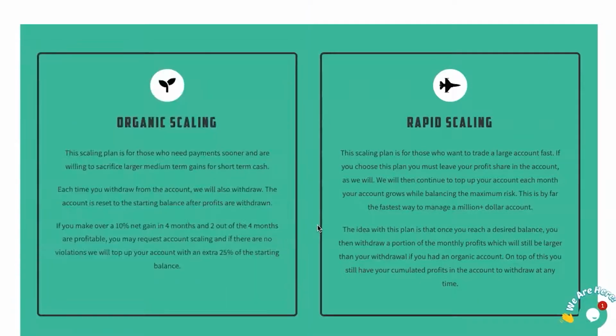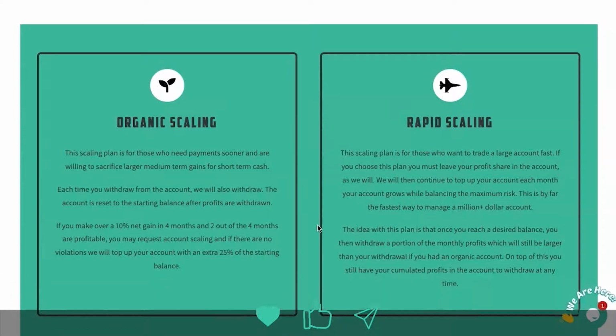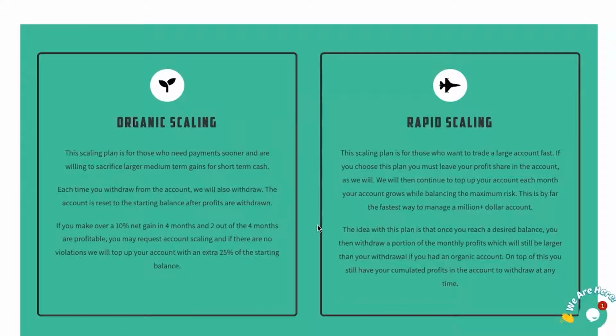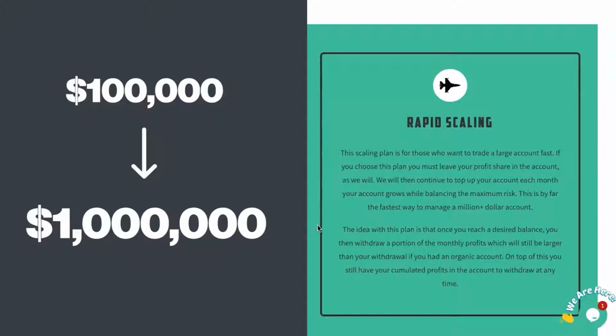So the more profit you make on an account, the more we add into the account. The idea with this plan is that you leave your profits in the account. We then top up the account so that you can scale it to a much larger account much faster. So let's say, for example, you started off on a $100,000 account and you wanted to scale it to $1 million. You don't withdraw your profit share until you get to $1 million, which can happen really quickly if you look at the examples below.